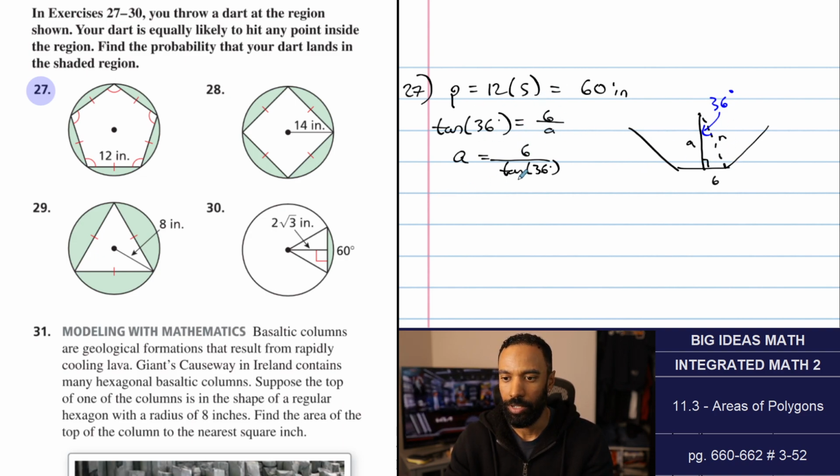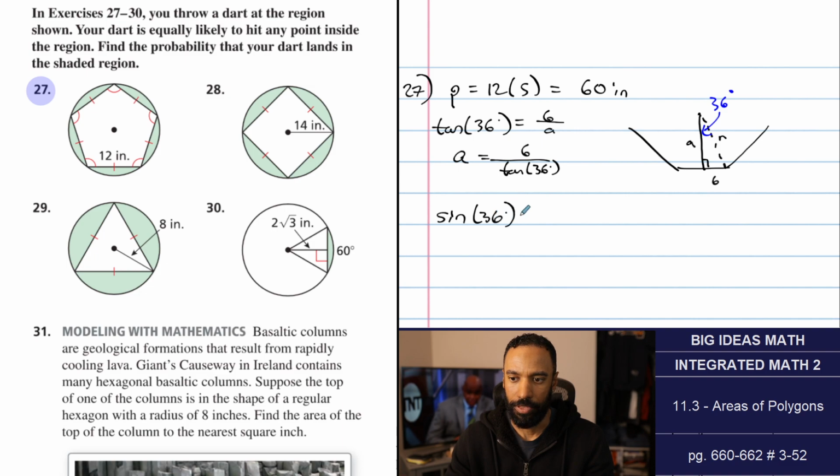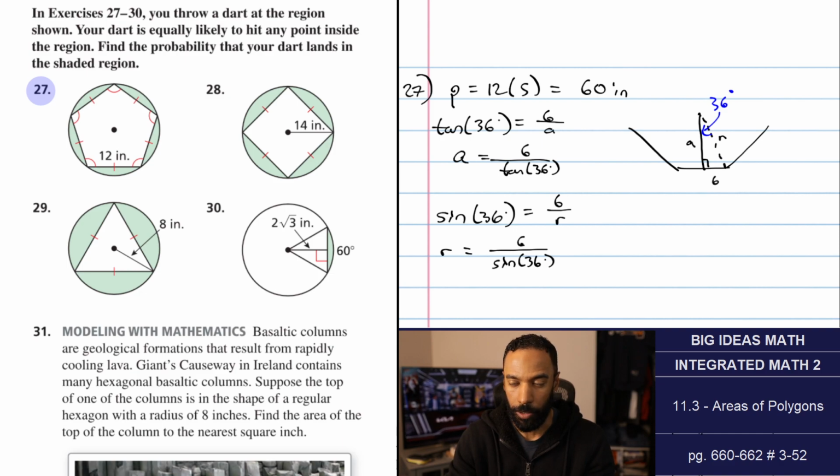For the circle, the radius, we're going to use sine. Sine of 36 degrees is 6 over r. Switch places there. R is 6 over sine of 36 degrees. Now the r is used for the area of the circle.